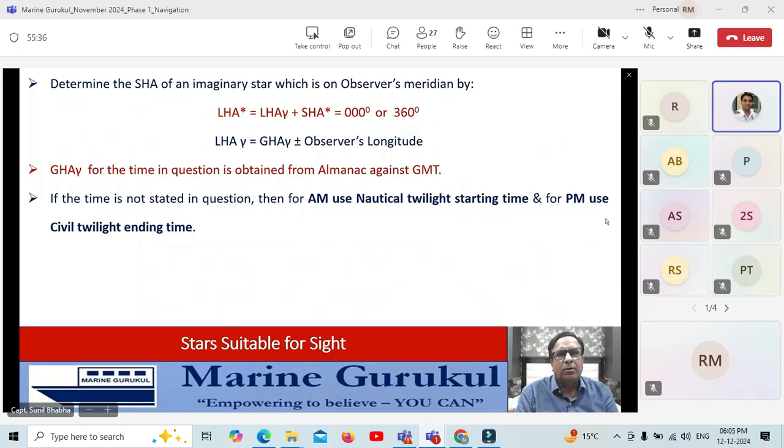If the time at all is not mentioned in the question and it is only morning or evening, then for AM cases, we shall use the starting time of the nautical twilight. Please remember, all the twilights begin at different timings in the morning and they all end on sunrise. So we take the time when the nautical twilight begins in the morning. If it happens to be a case of evening, then all twilights will begin on sunset and end at different times, and we shall use the time when the civil twilight comes to an end.